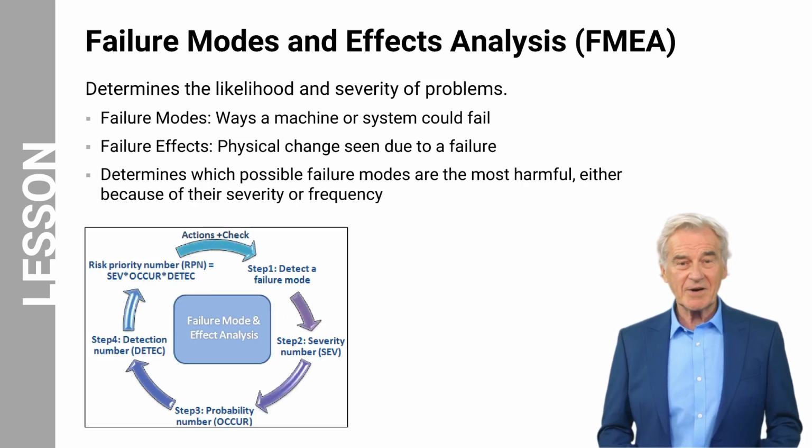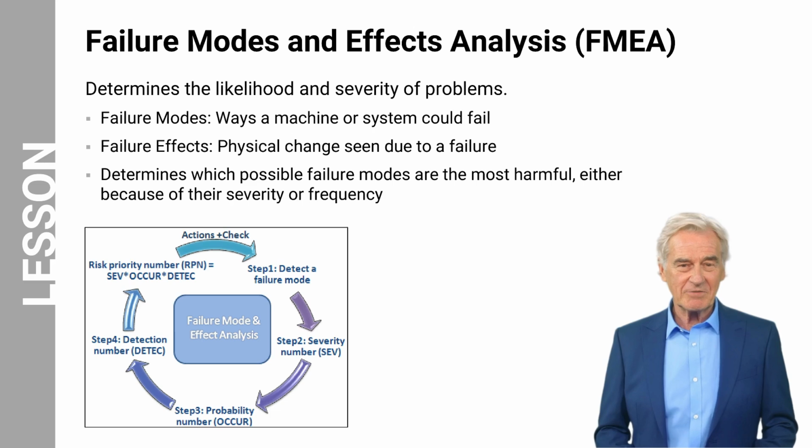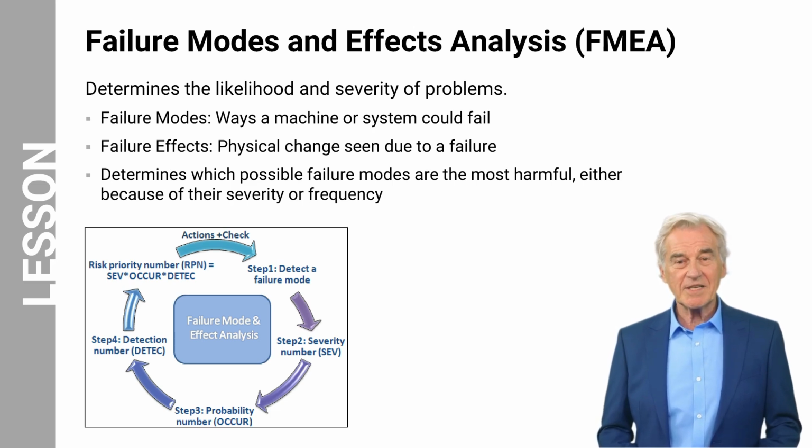Failure modes and effects analysis, abbreviated as FMEA, is a root cause analysis tool that determines the likelihood and severity of a system or product failing. The system or machine is observed to determine all the possible ways in which it could break or fail, called failure modes. A failure can usually be detected because of its failure effect, which is the physical change seen due to a failure. The goal of FMEA is to determine which possible failure modes are the most harmful, either because of their severity or because of the frequency with which they occur. Once the critical failures are identified, improvements can be made to the system, so these failures are less likely to happen.